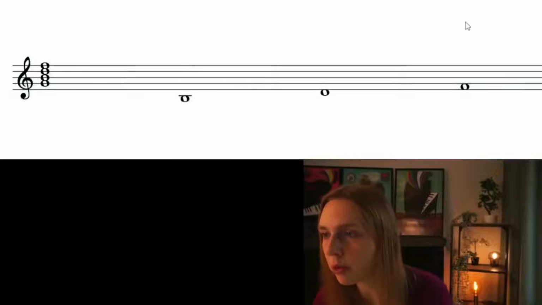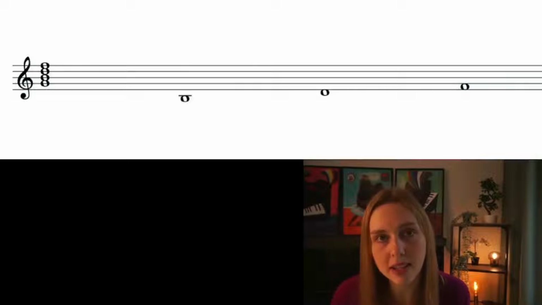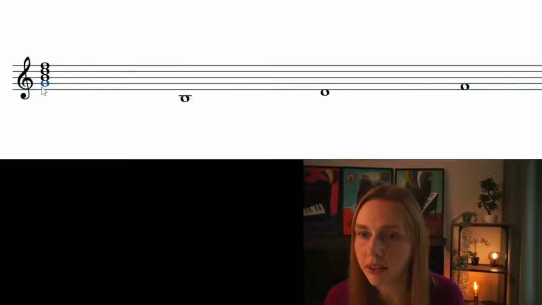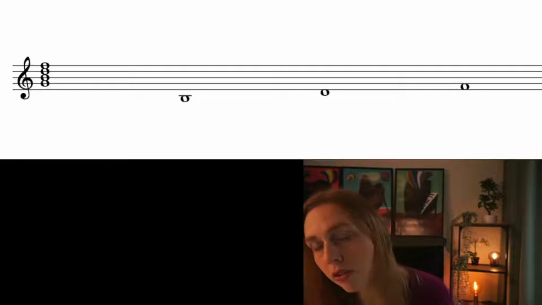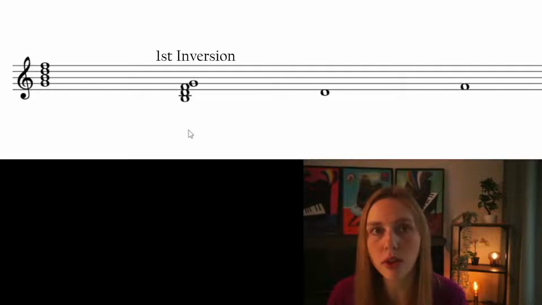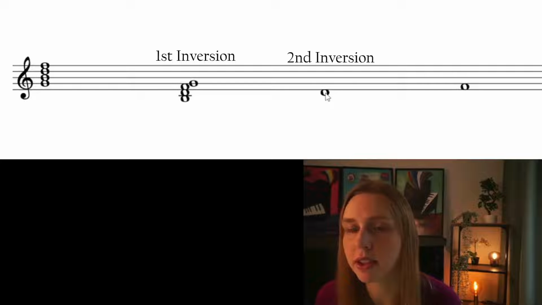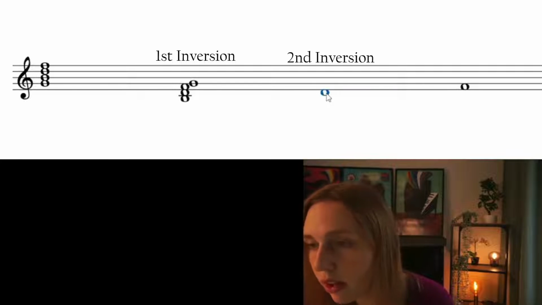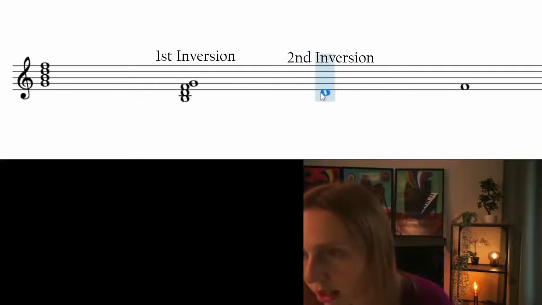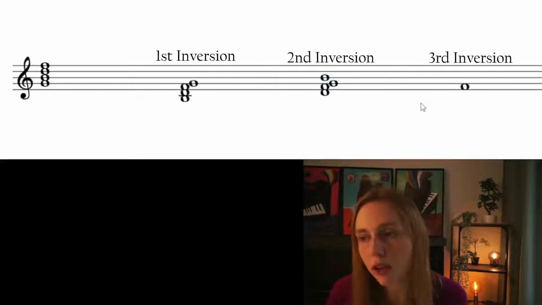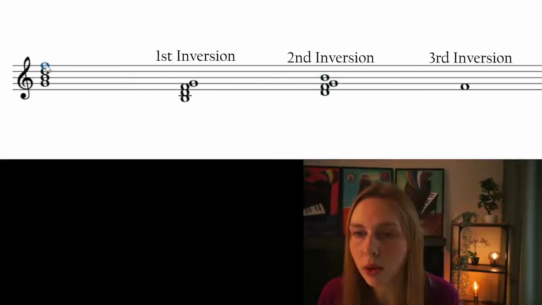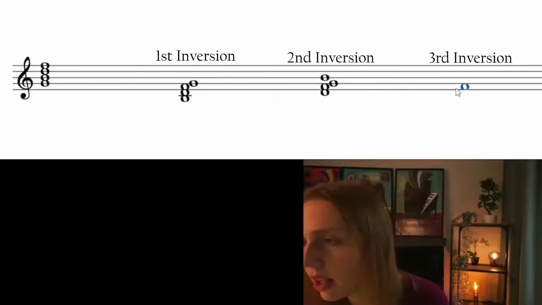I prepared the score paper with the dominant seventh chord of C major, so we have G, B, D, F. The first inversion has the third of the chord in the bass, so we have B, D, F, G. The second inversion has the fifth of the chord in the bass, so we have D, F, G, B, like that. The third inversion has the seventh of the chord, the F, in the bass: F, G, B, D.